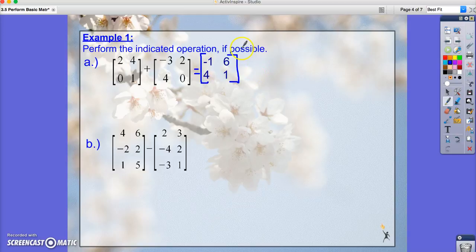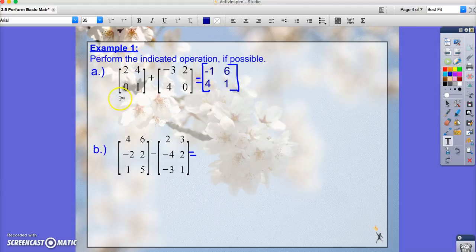Now, why was this possible? Did you see I have a 2 row by 2 column and a 2 row by 2 column? I have a 2 by 2 matrix and a 2 by 2 matrix. I'm allowed to add them. They have to have the exact same rows and columns. Maybe I'll actually write that below here. How we write it is a 2 by 2. This is a 2 by 2. Now obviously it forms a 2 by 2. All right.